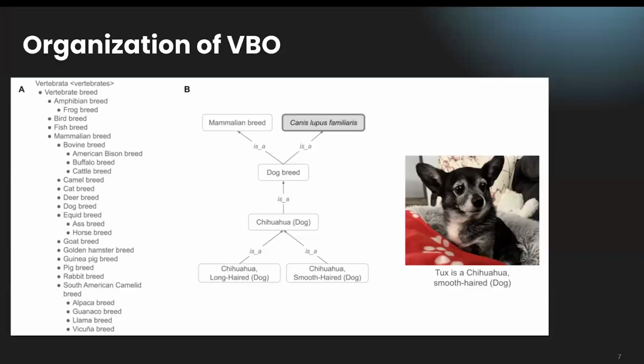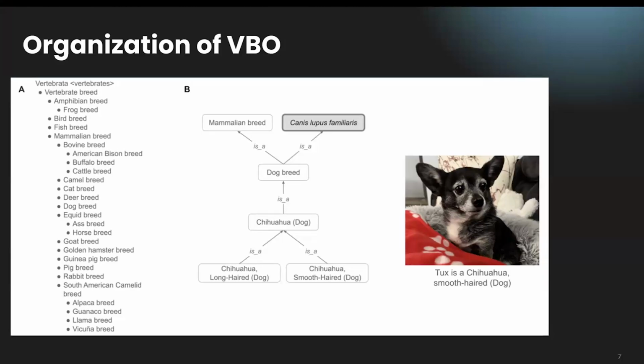We include breeds, but we also include subbreeds and varieties and all those things. Everybody calls them differently. So everything that is more specific than a breed. Here, for example, you see that Chihuahua dog has two subclasses: Chihuahua long-haired and Chihuahua smooth-haired dog. So the picture that you see here on the right is a Chihuahua smooth hair. That is a Chihuahua, that is a dog, that is a Canis lupus familiaris.